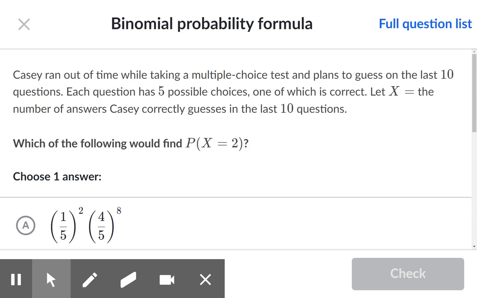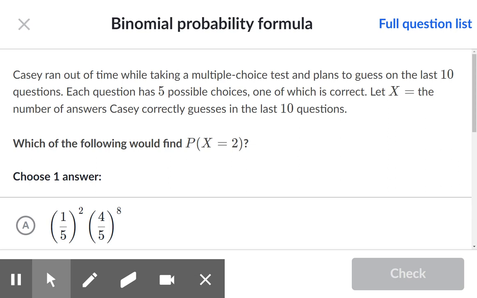You need to figure out what the n is, what the r is, and what the P is. Once you figure out those three things, you can just substitute them in here, and that would work. Okay, so let's look at this.